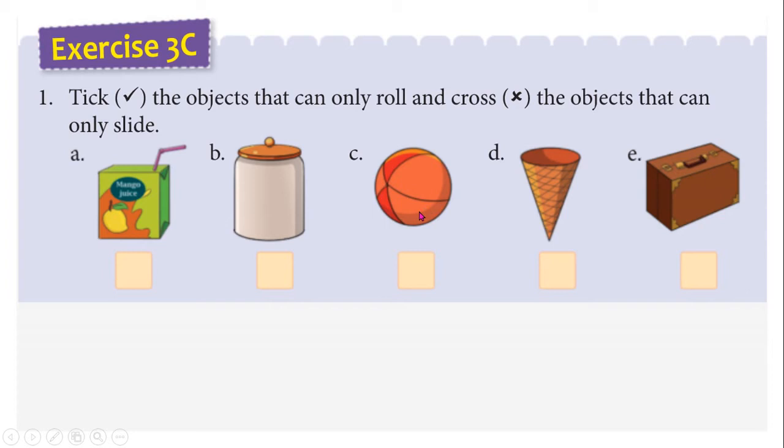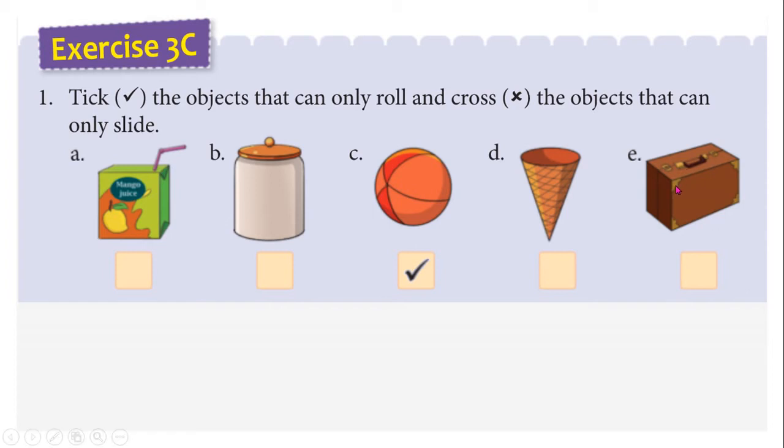So a ball can always only roll. Therefore, let us tick this box. And coming to D, it's a cone. It has both a flat surface and a curved surface. Therefore, it can have both kinds of motion, that is rolling and sliding motion.